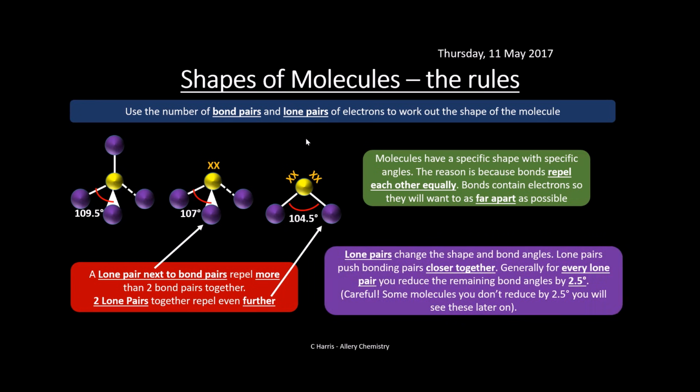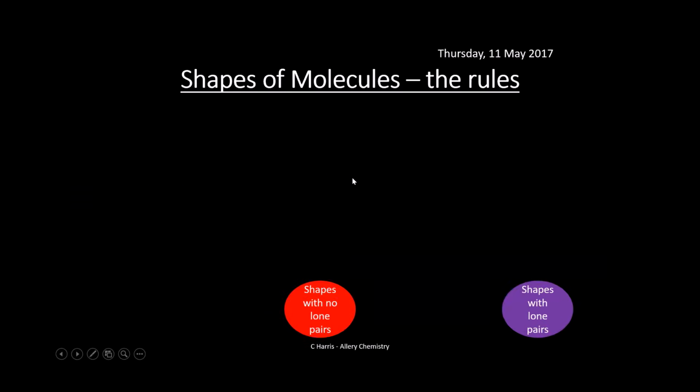So lone pairs change the shape and bond angles. Lone pairs basically push the bonding pairs closer together. Generally, for every lone pair of electrons that you add, you reduce the bond angles by 2.5 degrees. You can see here 109.5 minus 2.5 gives you 107. 107 minus 2.5 gives you 104.5. This doesn't apply to some molecules, but we'll look at them later on. So there's always exceptions.